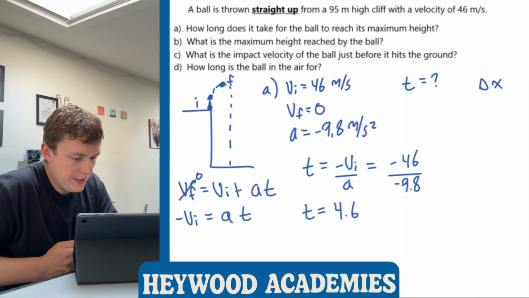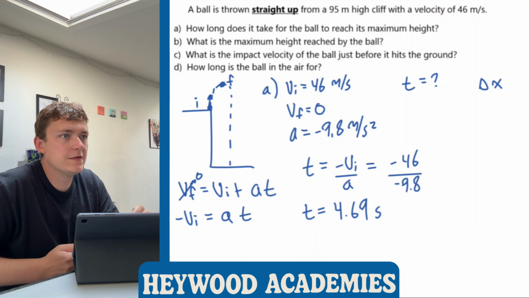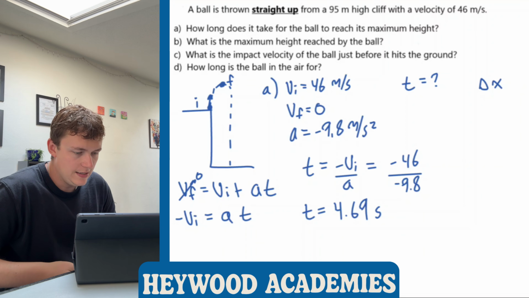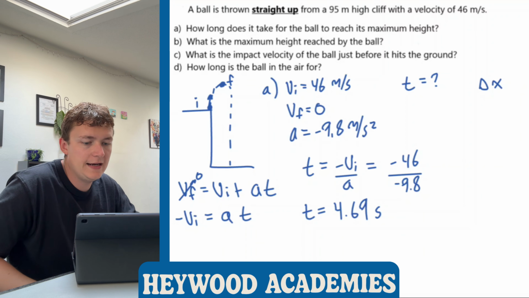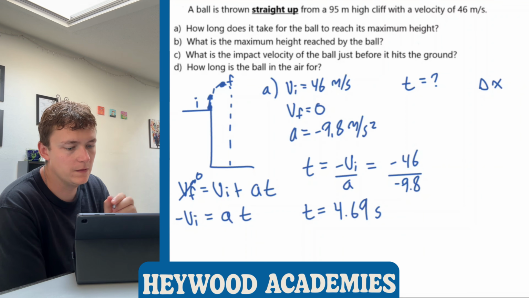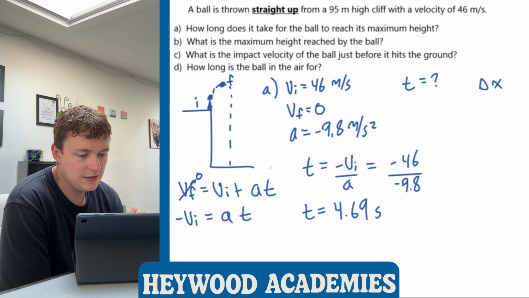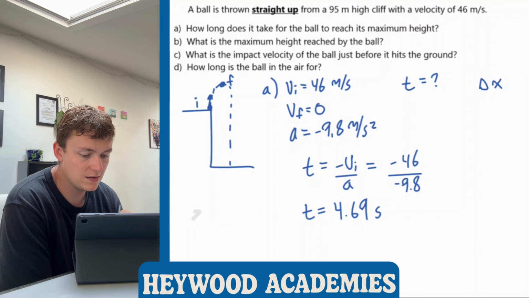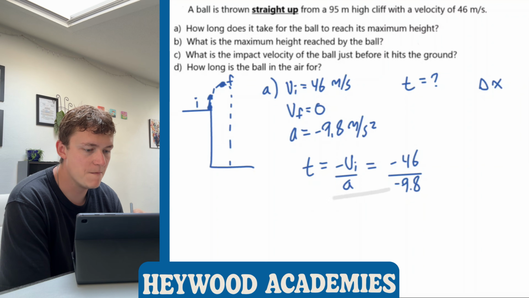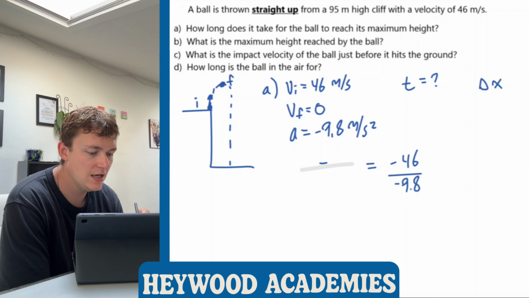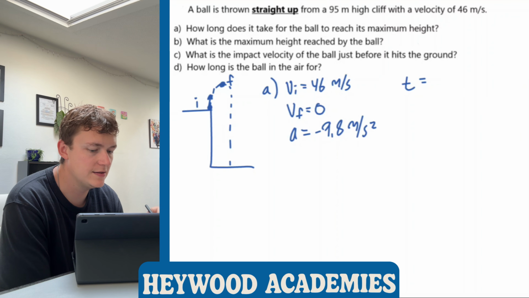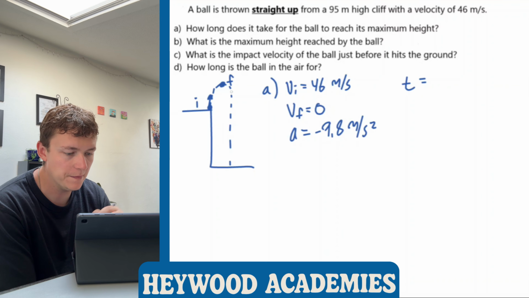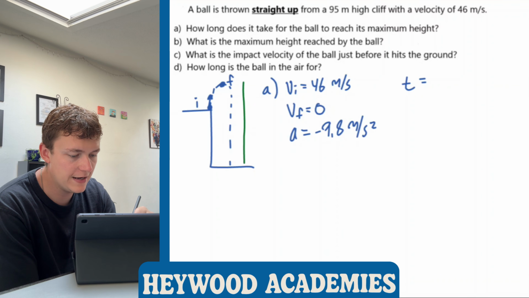Alright, so we get 4.69 seconds for that first part. Now we've got to figure out how high the ball reaches. This second part, they're not being super specific the way they wrote this out. They're just saying the maximum height that the ball reaches. I'm going to assume that what they mean is the maximum height as measured from the ground. So we're going to try and find the height from here to here for part B.